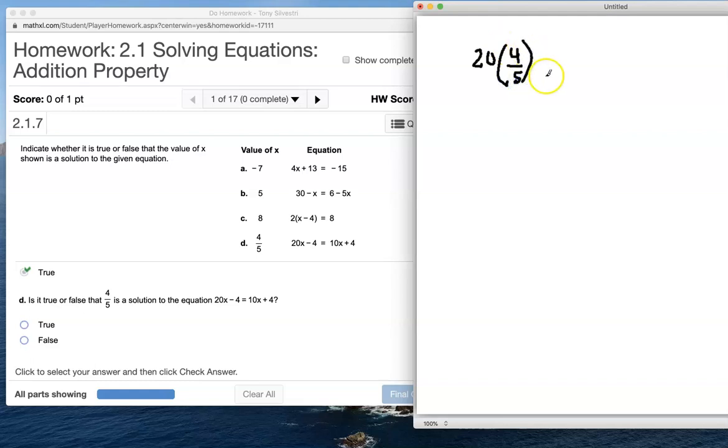Minus 4 is equal to 10 in parentheses 4/5 plus 4. Okay, let's see what happens here. Let's make sure I got it all down. Yeah, okay. Now, what do you do when you see a fraction?